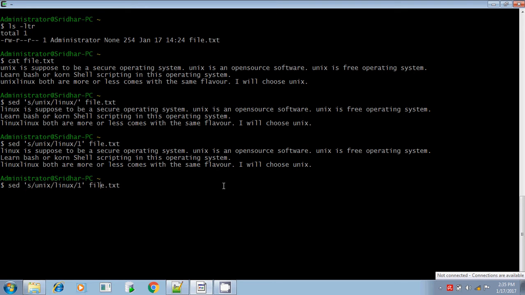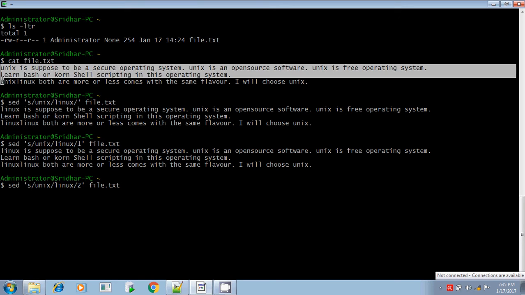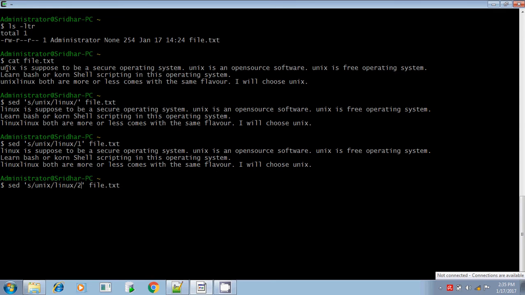So if you give 2 instead of 1, what will be the result? Only the second matching instance will be replaced. What is the second matching instance in the original file? This is the original file. What is the second matching instance? This is the second matching instance, and this one is third, leave it.